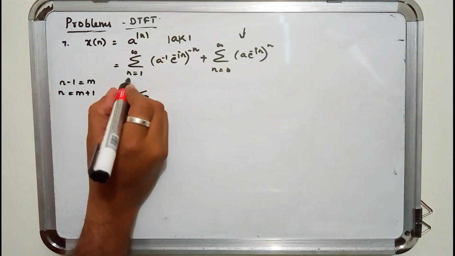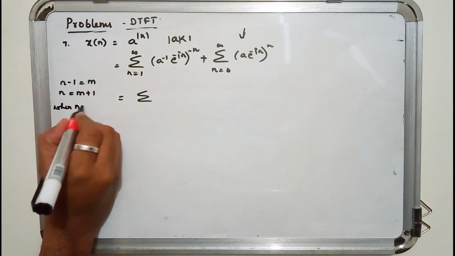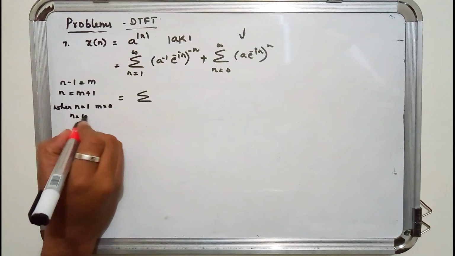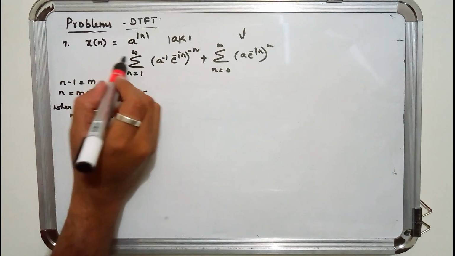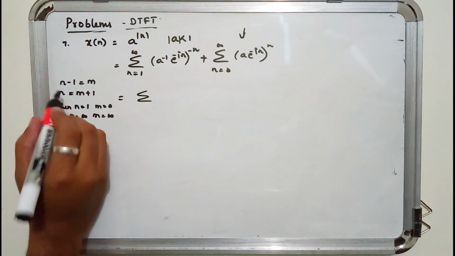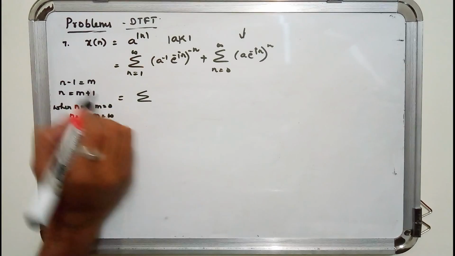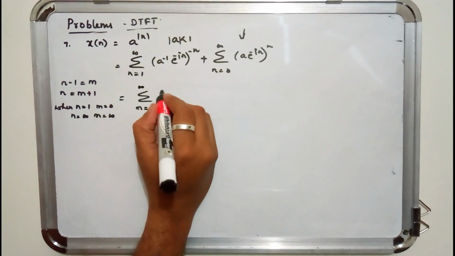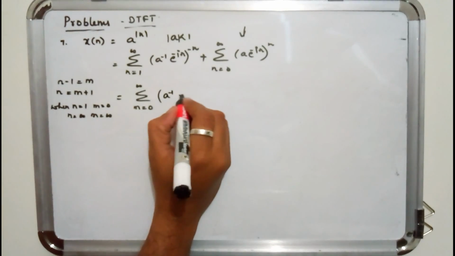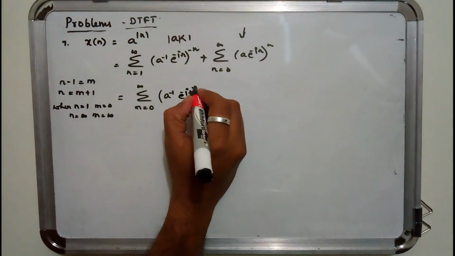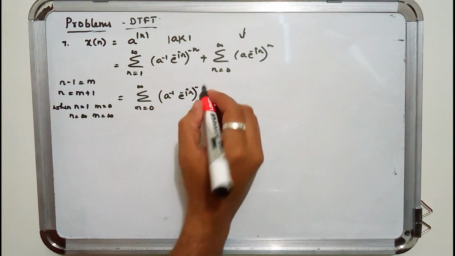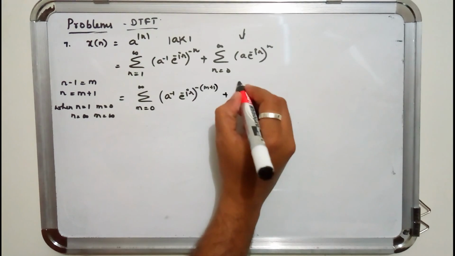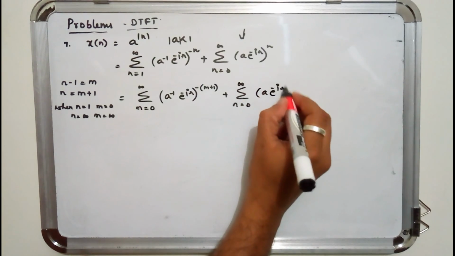So when n is equal to 1, m is equal to 0, and when n is equal to infinity, m is equal to infinity, because infinity minus 1 is nothing but infinity, and when n is equal to 1, 1 minus 1 is 0. So m is equal to 0 to infinity. I'll be getting a inverse e power minus j omega power minus, what is n? It is m plus 1, plus summation n is equal to 0 to infinity a e power minus j omega power n.